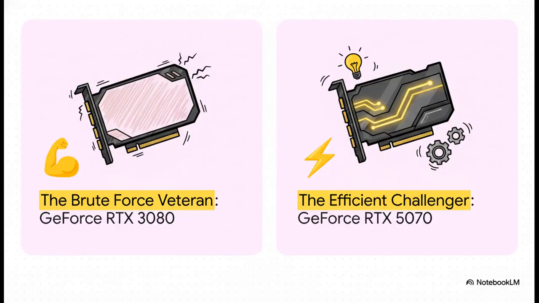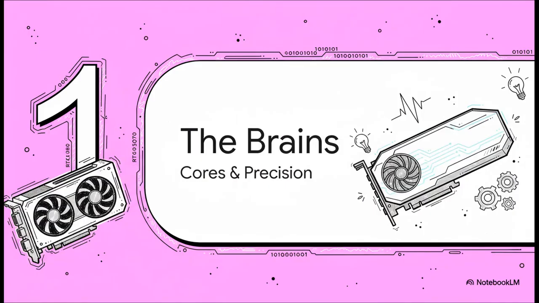So, in one corner, we have the heavyweight veteran, the GeForce RTX 3080, a card that's known for being an absolute workhorse. And in the other corner, you've got the challenger, the GeForce RTX 5070, a newcomer built from the ground up on a really forward-thinking, efficient design. All right, let's get into round one. We're talking about the brains of the operation here, the core architecture. This is where all the magic happens, and frankly, where we see some of the biggest differences between these two.